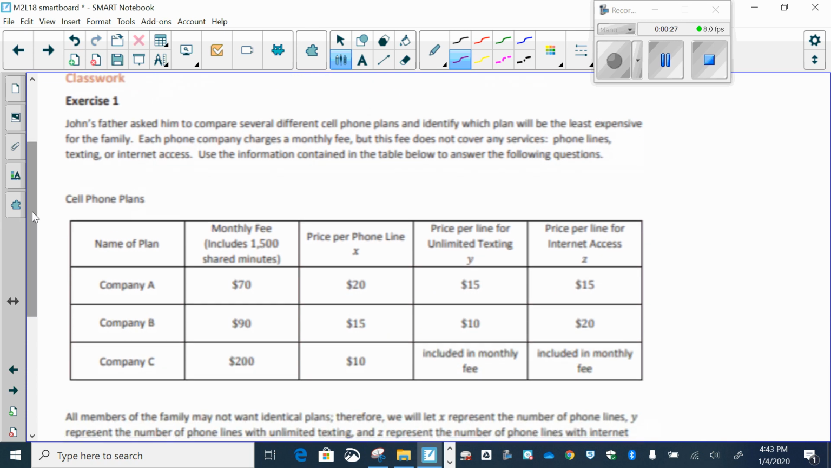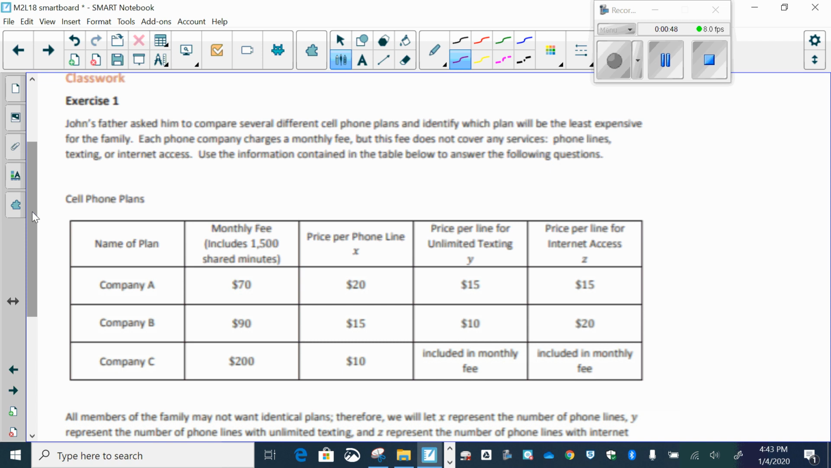John's father asked him to compare several different cell phone plans and identify which plan will be the least expensive for the family. Each phone company charges a monthly fee, but this fee does not cover any services, such as phone lines, texting, or internet access. Use the information contained in the table below to answer the following questions.